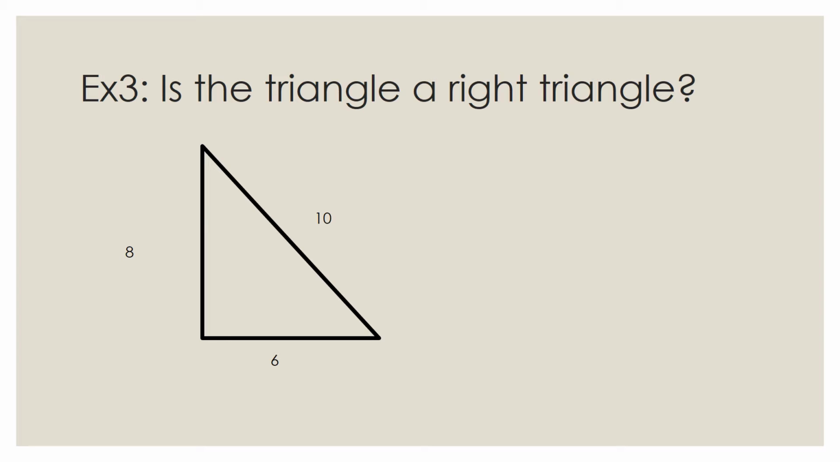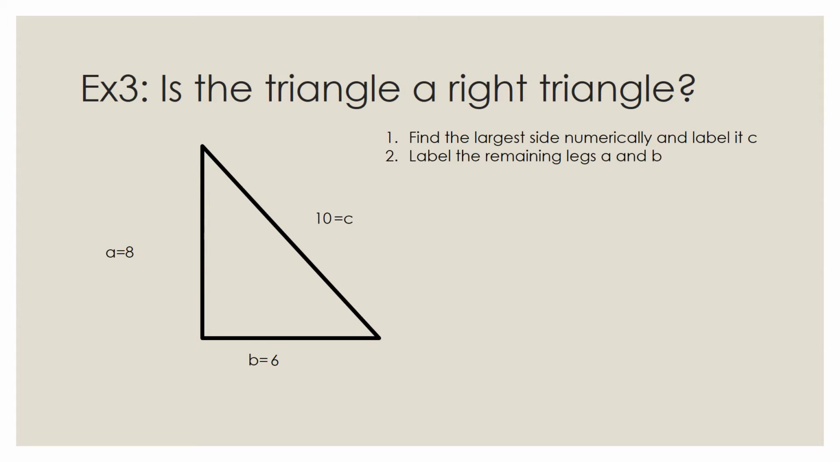So let's look at this triangle. Is this triangle a right triangle? We can use our Pythagorean theorem converse for this. The first thing we want to do is label the largest side numerically. It's the largest numbered side, not necessarily the largest side visually, because it's not always going to be drawn to scale. So 10 is the largest number out of 6, 8, and 10, so we'll label that C. We can label the remaining legs A and B, and remember, 6 and 8 can be interchanged here if you would like to. Then we're going to plug all 3 of these values into the Pythagorean theorem.